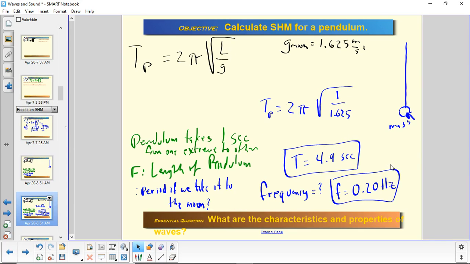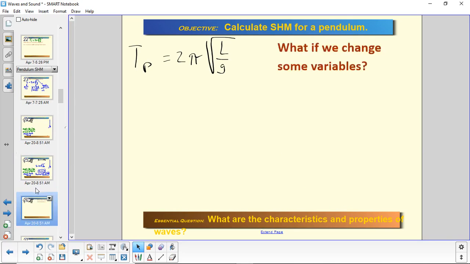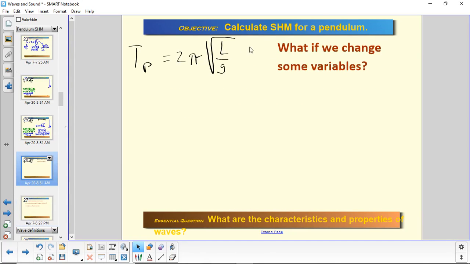If they want to know the frequency, then as you know, you take the inverse of that. Inverse of 5 is about 0.2 hertz. And that's that. So make sure you can run through that. Now, last thing, I was talking about what happens when we change the variables in this. What if we change some variables? And I already talked about the length of the pendulum and the value of g.